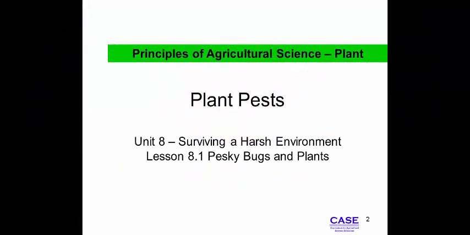Plant Pests, Lesson 8.1, Pesky Bugs in Plants. You have just completed Unit 7, Plant Reproduction. During Unit 8, we will look at the many factors that inhibit plant health and growth. This presentation is an overview of the pests that damage plants. A brief list of the ways pests damage plants is provided, as well as a list of methods for control.